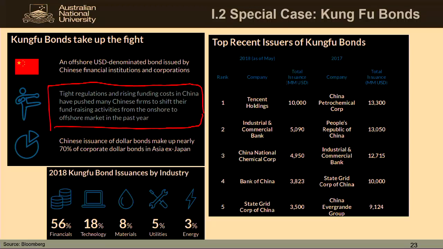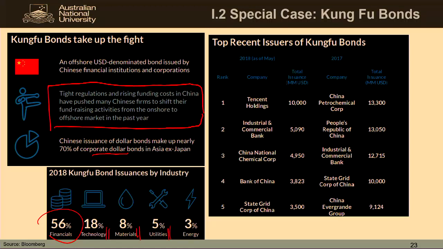Chinese issuance of dollar bonds now makes up nearly 70% of corporate dollar bonds in Asia, other than Japan. So most of the companies that issued Kung Fu bonds by industry are financials, 56%, and then we have major tech giants like Tencent and Alibaba. They issue the technology bonds.